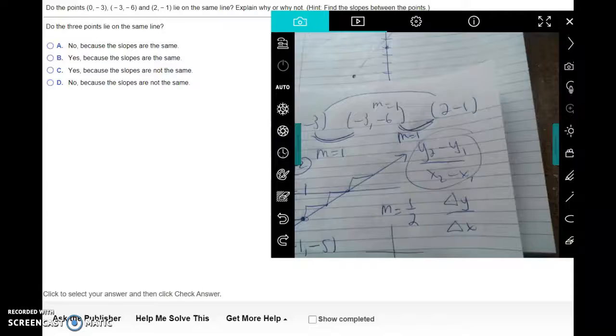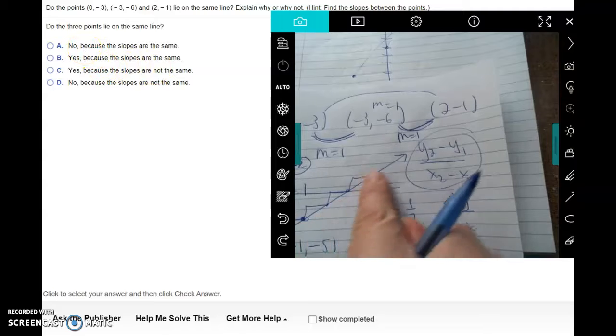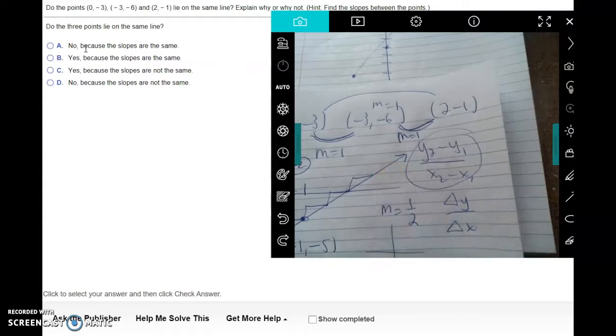All right, so let's go back. Let me get out of my dot cam here. Okay, let's go back to the question. It says, do the three line up on the same line? Okay, no, because the slopes are the same. Okay, we know the slopes are the same. But that's not a no. I mean, if you have the same slope, you're on that line, right?